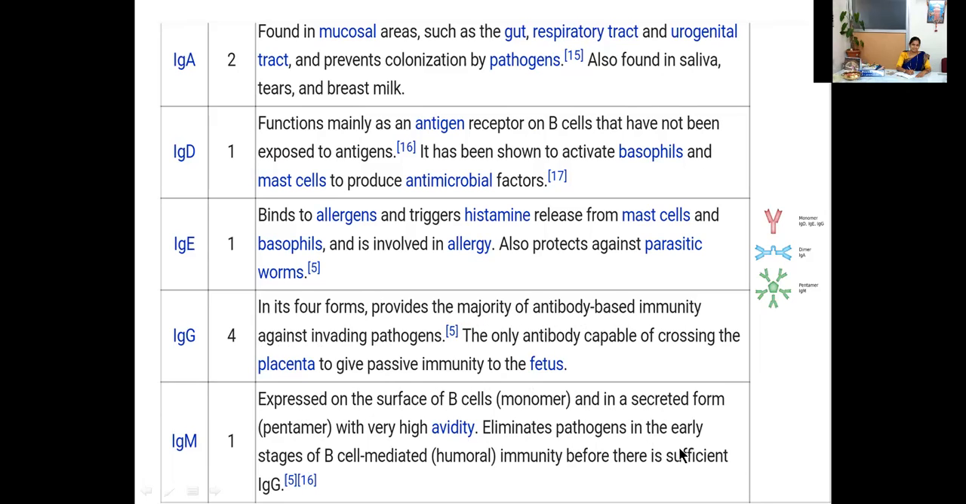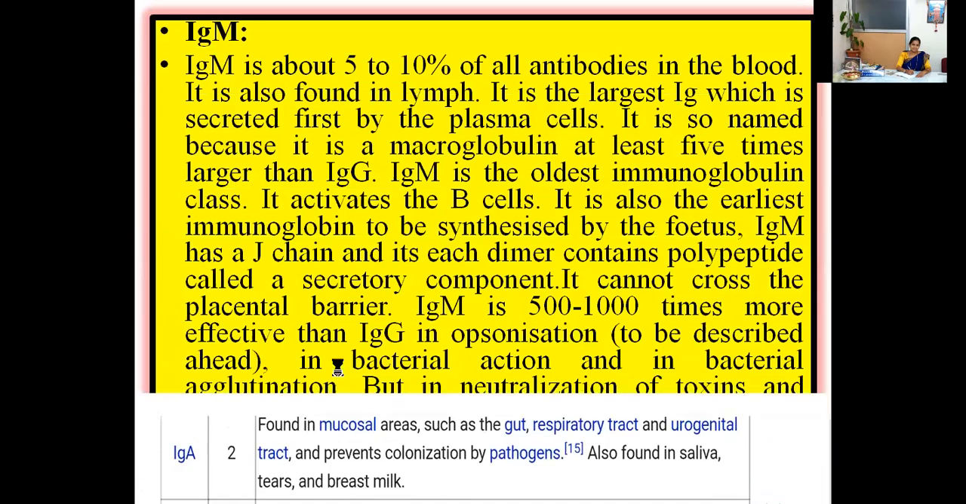It eliminates pathogens in the early stages of B cell mediated immunity, that is humoral mediated immunity, before there is a sufficient amount of IgG immunoglobulin. Okay, one more thing you can keep in your mind: IgD performs like a membrane bound immunoglobulin. Along with that, IgM is also one of the membrane bound immunoglobulins.